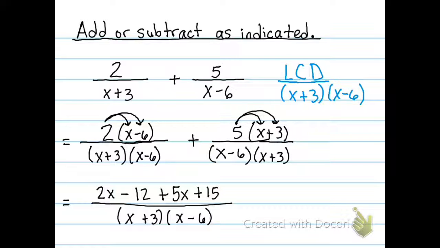All right. And so now all that's left to do in the numerator is combine the like terms. All right, so our denominator is still x plus 3.